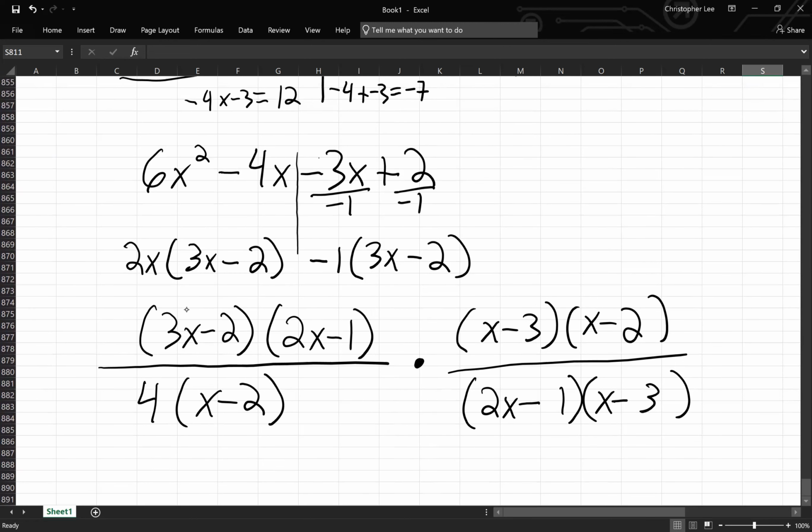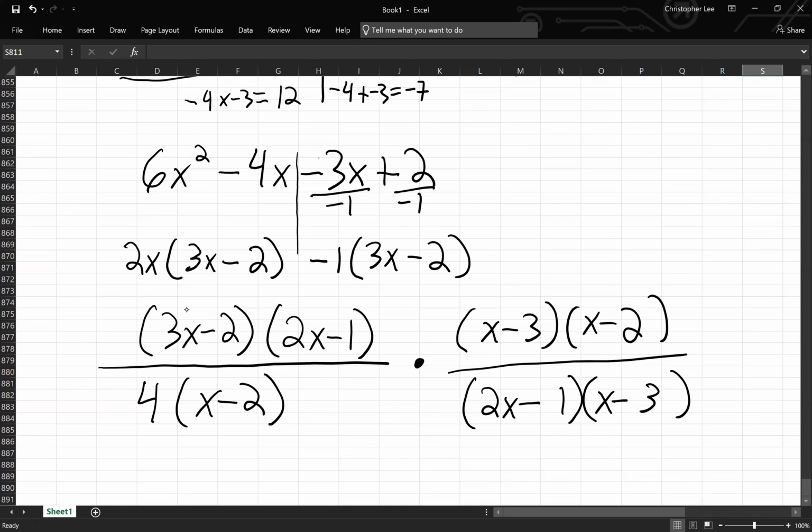Yeah. Because 2x times -3, -6, -1. So -6 plus -1 is -7. Yeah, -6 would be 2x times -3, right? And then -1 times x, that's going to be -1x. So -6 plus -1, -7.